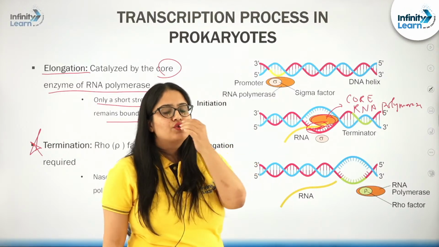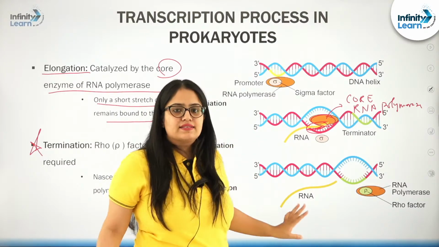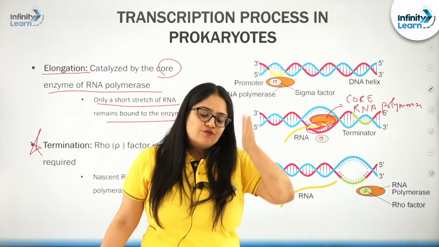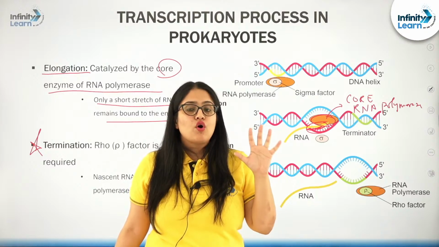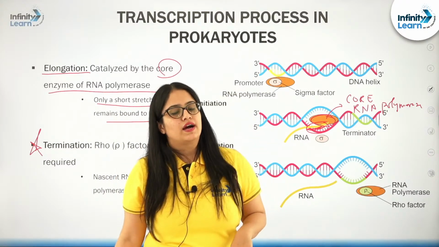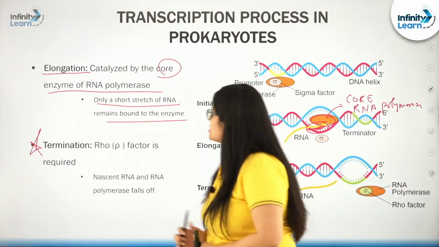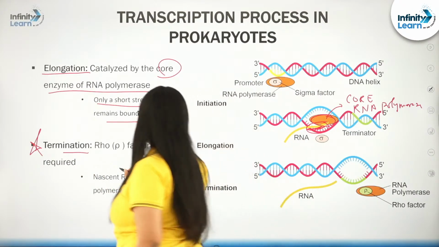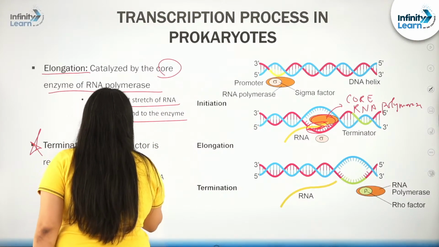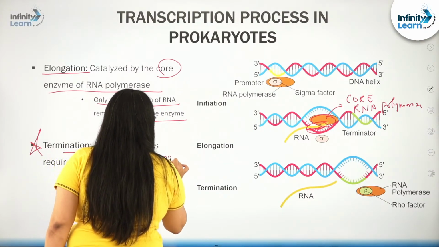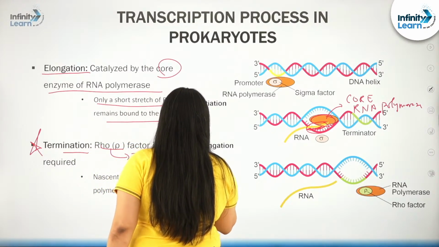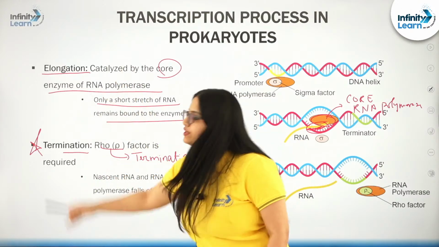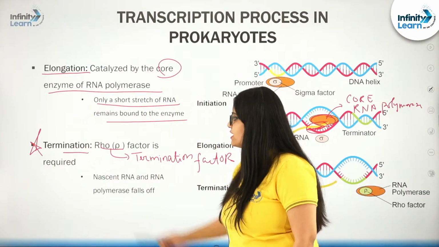Whatever sequence of nucleotides it was supposed to possess, it now possesses. Whatever RNA was supposed to be synthesized is now completely done. From this point, the Rho factor will attach to the core of RNA polymerase and stop this process. So, for termination to take place, another factor known as the termination factor is required. This Rho factor, also known as the terminator factor, is required to terminate or stop the transcription process.